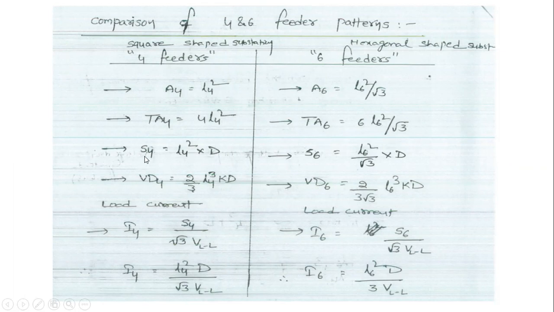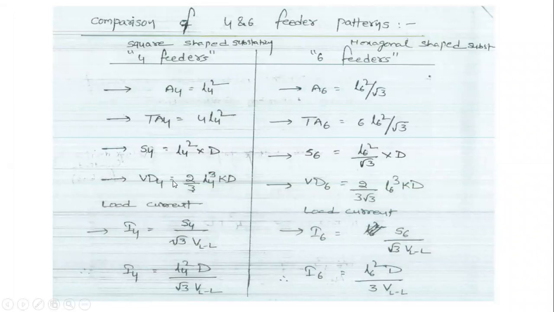Next, what is the kVA rating? S4 is equal to the area into the load density, where D means the load density. The area is L4 square, so S4 equals L4 square into D. Next, S6 is equal to A6 into D, where A6 is L6 square by root 3, and D is the load density.